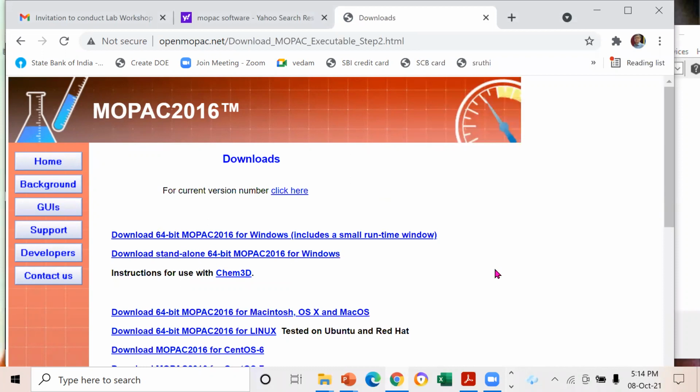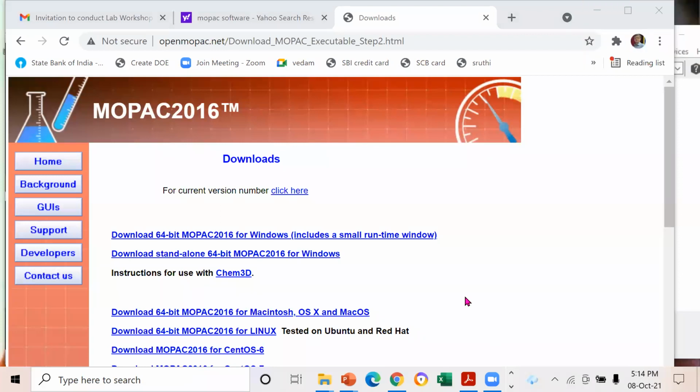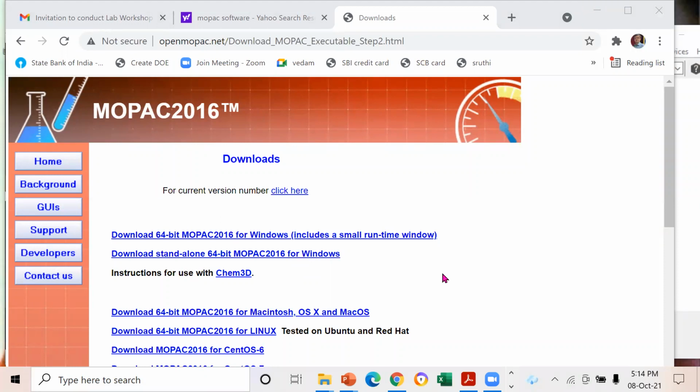Okay, so you can download the MOPAC. There is an instruction manual. So if somebody is interested in looking at those types of electronic details, then you go to it. Out of these two, we have to download the standalone 64-bit MOPAC 2016 for Windows. For Windows, yeah, download standalone. Yeah, I have got it actually. So you can download.